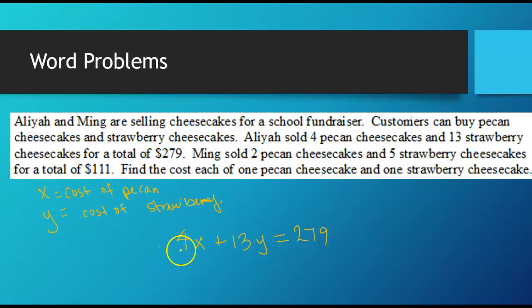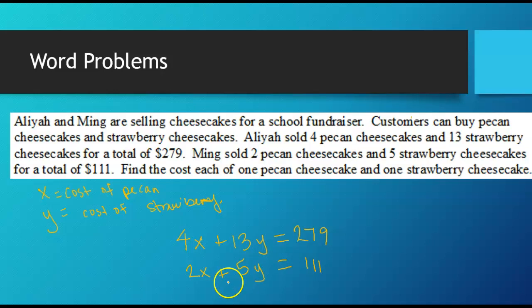If I sold 4 pecan cheesecakes, I would need to take the cost of a pecan cheesecake and multiply it by 4, and then I would need to add that to the number of strawberry cheesecakes I sold times the cost of a strawberry cheesecake, right? That would equal the total number. Now Ming sold 2 pecan cheesecakes, so 2 times X, and 5 strawberry, so 2X plus 5Y, and that was a total of $111. So now we can use this little system of equations in order to find out the cost of 1 pecan and 1 strawberry cheesecake.